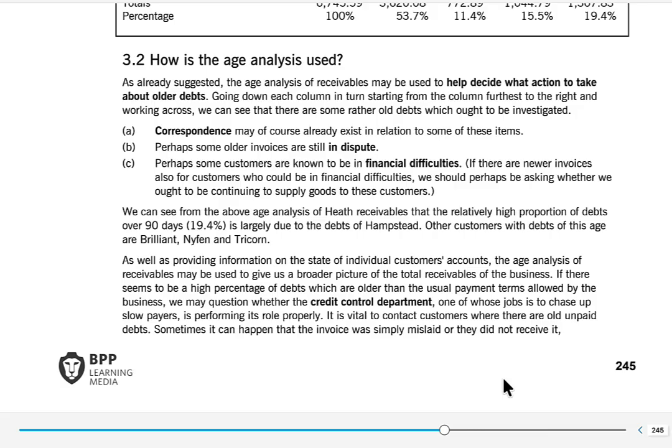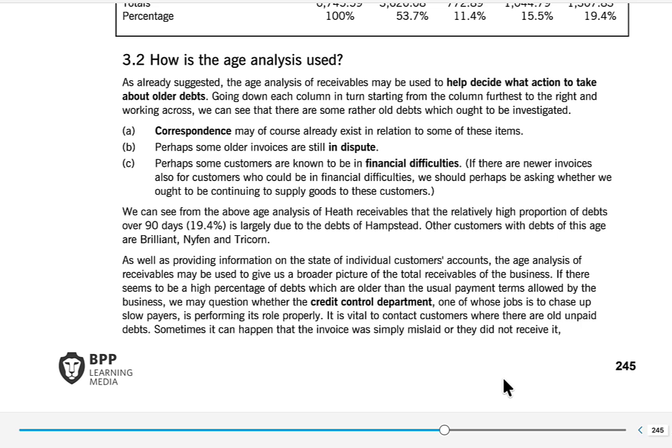Exam recommendations for Lesson 3.2. Recommendation 1. When asked how age analysis is used, always mention prioritizing chasing. Recommendation 2. Use the keywords dispute, financial difficulties, and credit limit. These are high-value exam phrases. Recommendation 3. Link it to cash flow. Say clearly, slow collection causes cash flow pressure. Recommendation 4. Add one internal control point. Stop further credit sales to customers who exceed credit limits or are seriously overdue unless authorized.